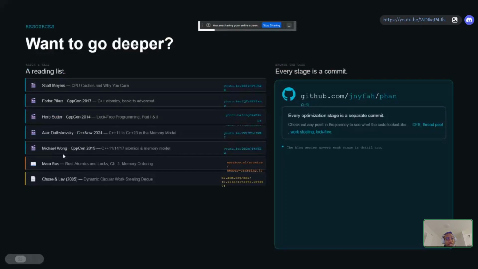There's also this book by Mara Bos, Rust Atomics. I think the Rust book explained memory ordering better than all the other C++ talks I read, in my opinion. But I would say a great place to start would be this first talk.